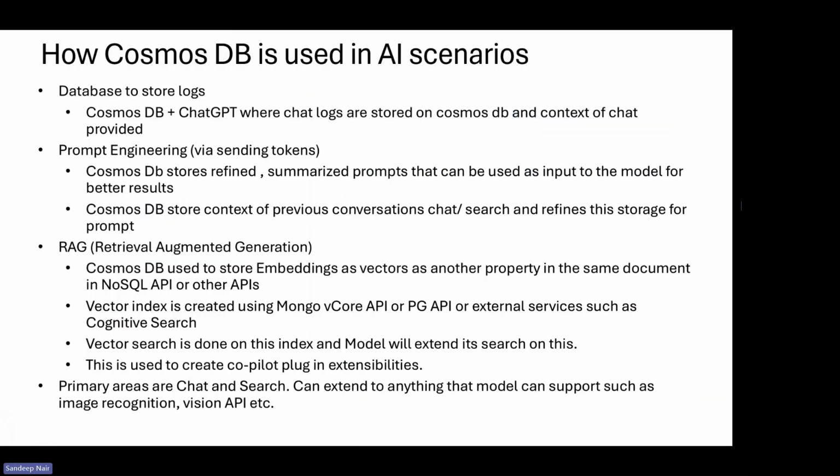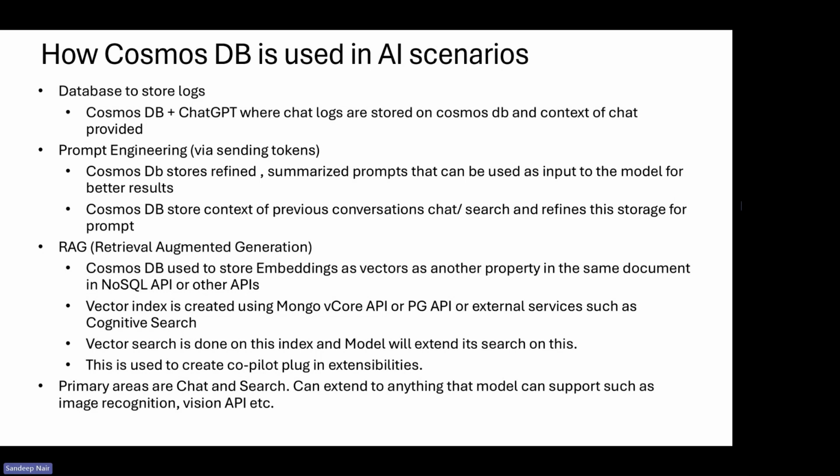So what are the different scenarios in which you can use Cosmos DB along with AI? Again, these are written in a certain order. The most basic sample would be that you're using Cosmos DB as a log store where you're just storing information from whenever you're doing, let's say, an OpenAI based chat, you're just dumping the data and storing that information in Cosmos DB. That's the most basic use case.